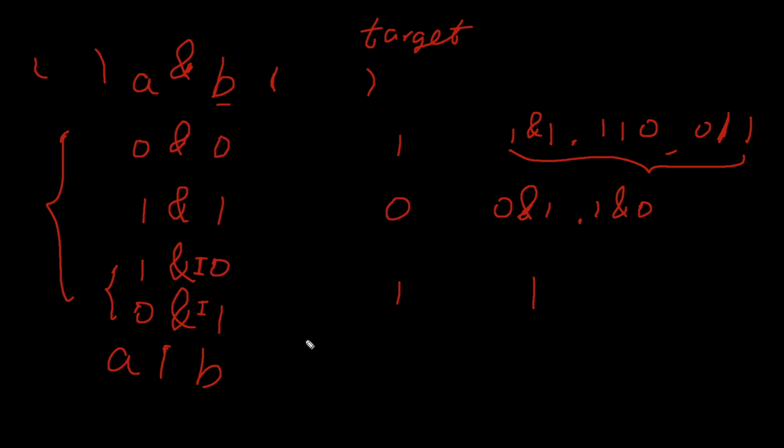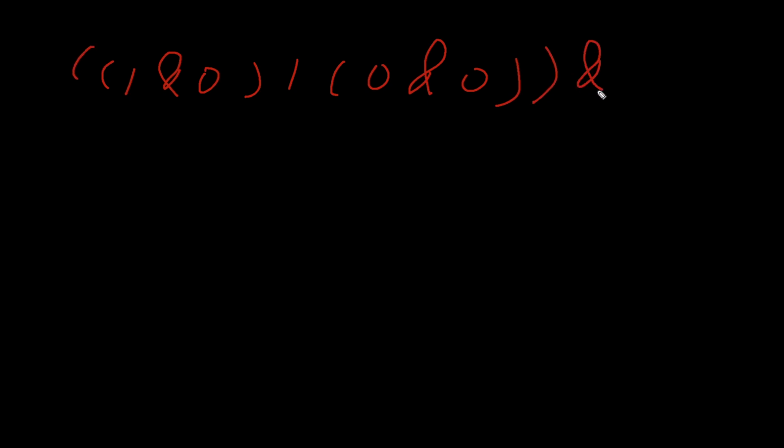Let's say we have some expression, like 0 and 0, and then we have another one, 1 and 0, something like this, right? For example, this is the one. Keep in mind that for same level calculations, we always want to calculate from left to right.